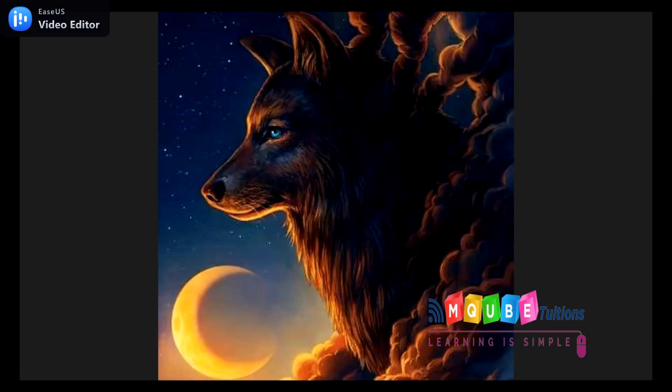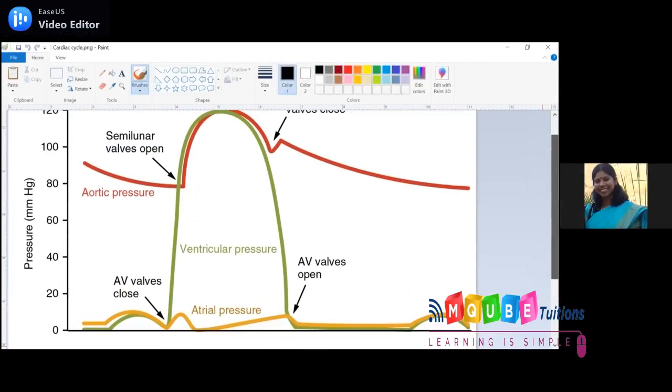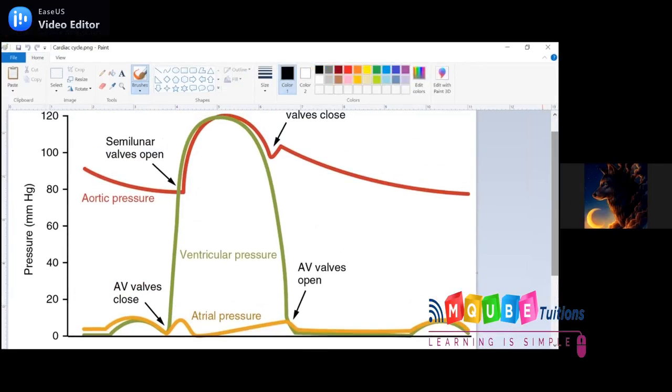Okay, let me try to explain this with the graph, which we usually use. Can you see the screen? If you are very clear about the heart structure and function, this is a very simple thing to understand about the cardiac cycle. You just have to remember the four important events that happen during the blood entry into the heart and the blood exit out from the heart.